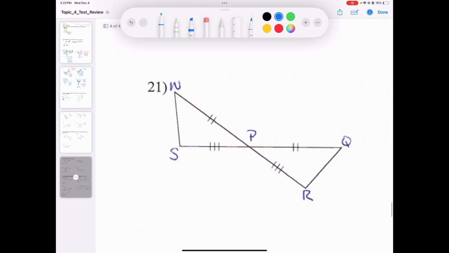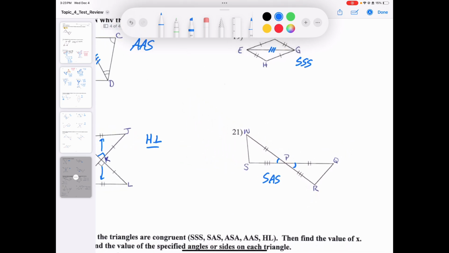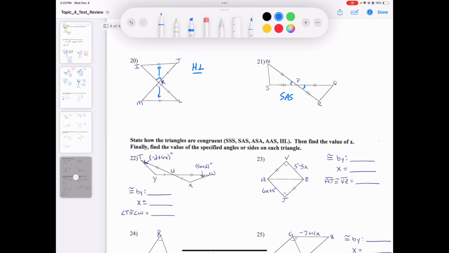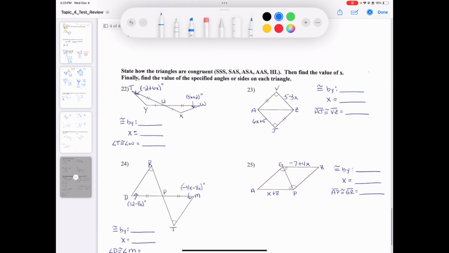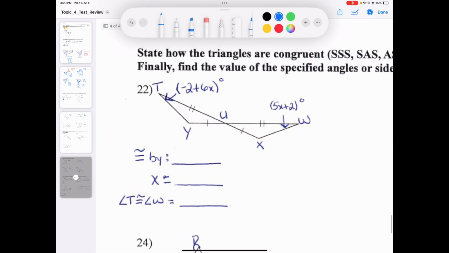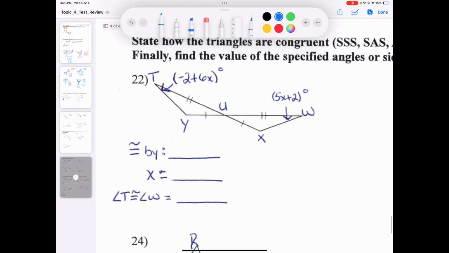Number 21. We like to mark vertical angles being congruent. That gives us side, angle, side. Now the fun ones. We got 4 here left to do. So start with number 22. So again, why are they congruent? Find the value of x.